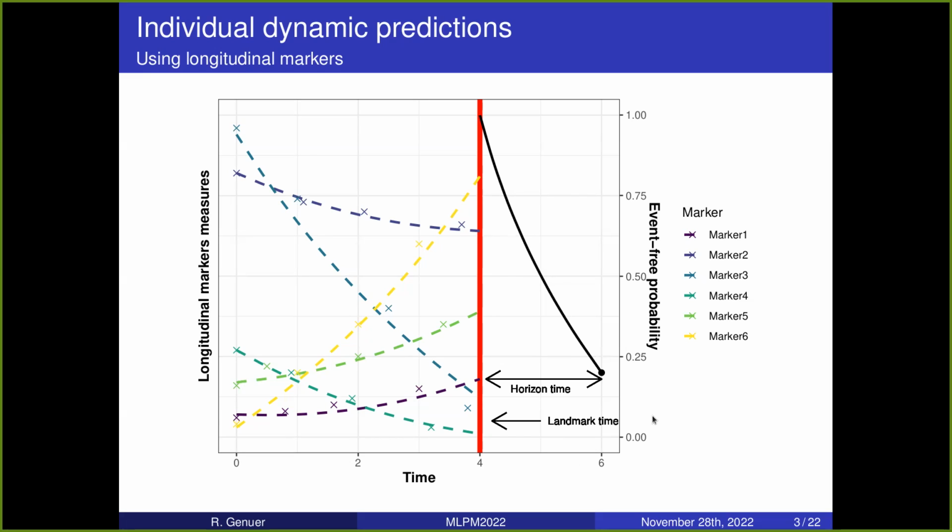So yeah, here, for example, I just update my plot with several markers. So I have now 6 markers, and I want to develop a method that is able to take all this information into account in order to have the best prediction of the probability of the event as possible.